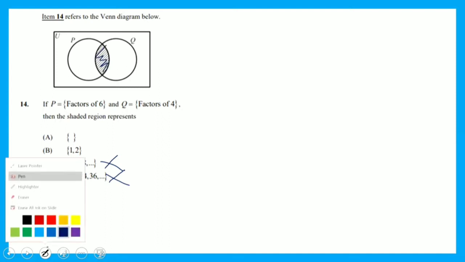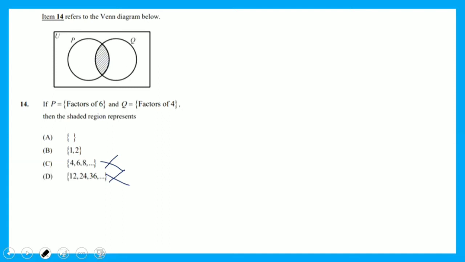But clearly, you just need to say to yourself, we are looking for numbers that would fall in the intersection of P and Q. All right, so numbers that would be factors of 6, and they're also factors of 4. That's definitely B here. What you could do is also list the factors, because there are going to be questions that are not always this simple.